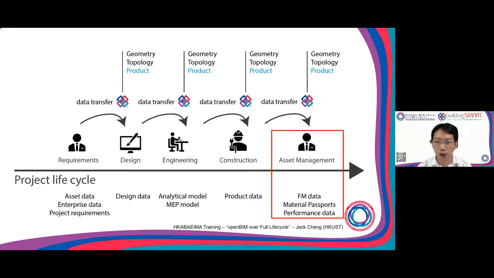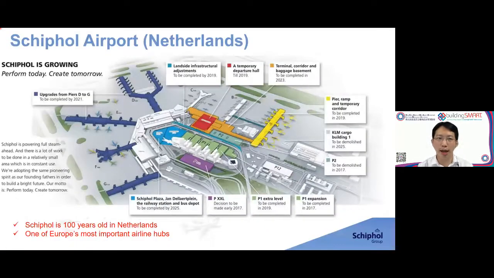After the construction, I would like to go through an example of asset management. And this is an interesting example that I would like to highlight. This is basically an airport project in the Netherlands. In this project, they try to use BIM to support the operation and maintenance of the whole airport.